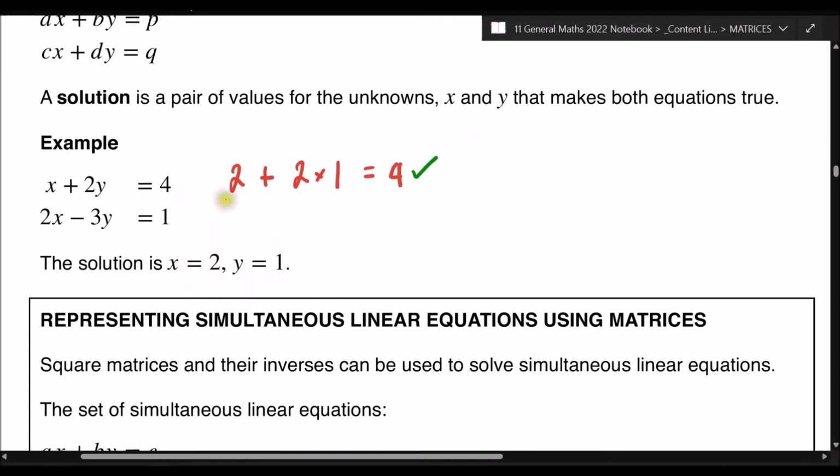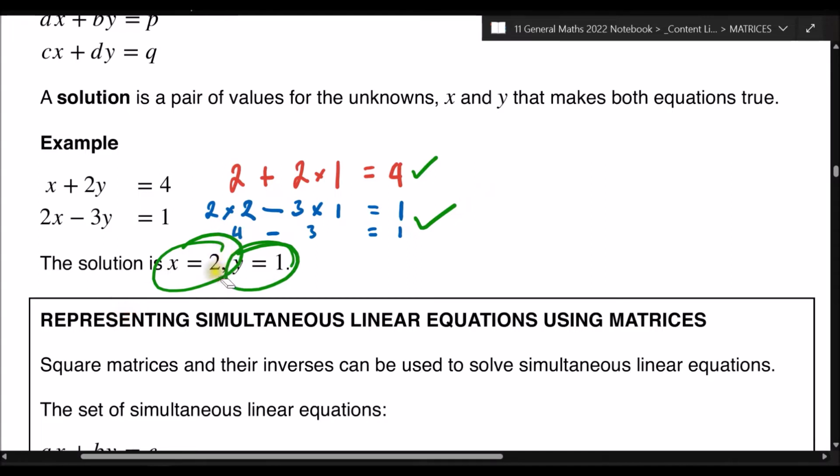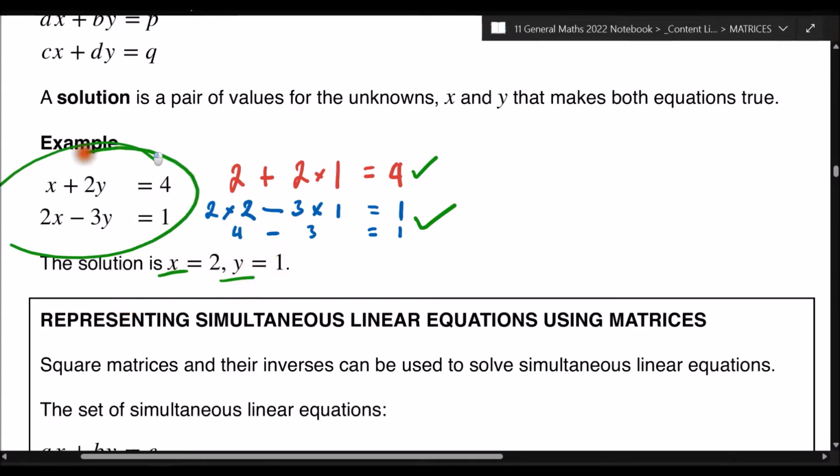So remember, x is 2, so 2 times 2, 2x means 2 times 2. Take away 3 times 1, which equals 1. Okay, let's solve that. So 2 times 2 is 4. Okay, take away 3 times 1 is 3. Does 4 minus 3 equal 1? Yes, it does. So it's correct in saying that x is 2 and y is 1. So how do we get what x is and what y is in this equation using matrices? Okay, that's what we're going to learn about today.